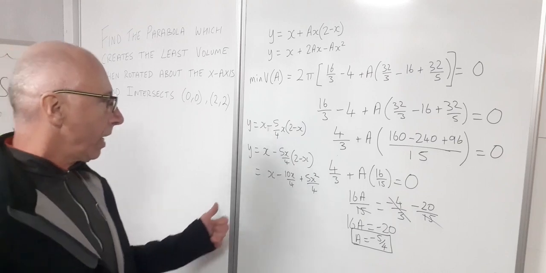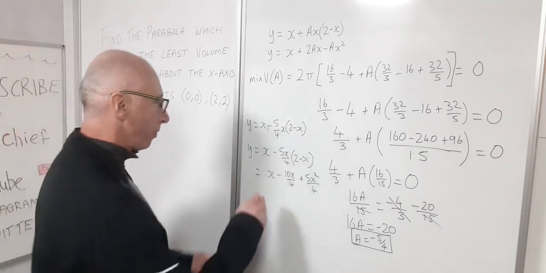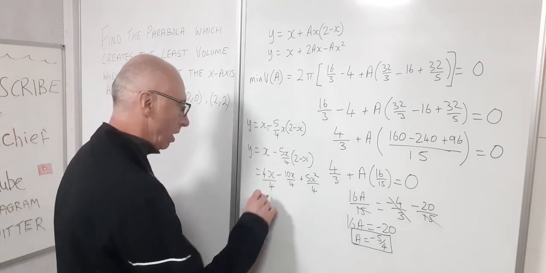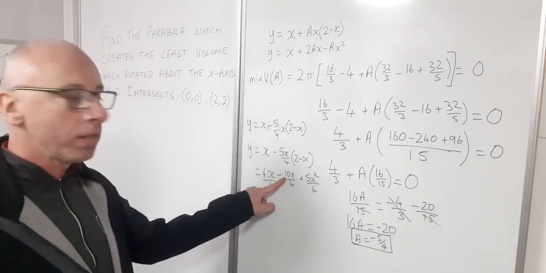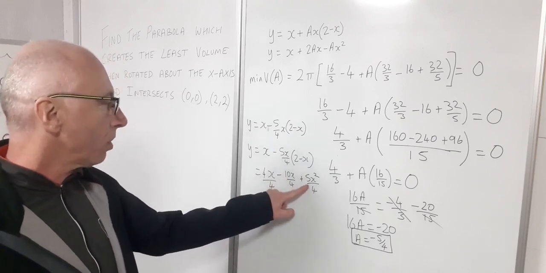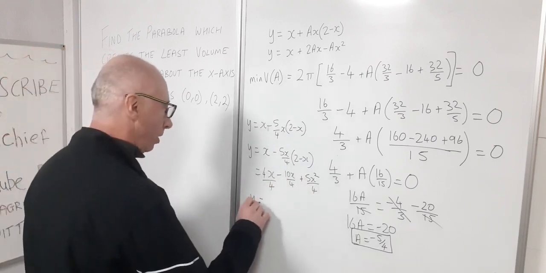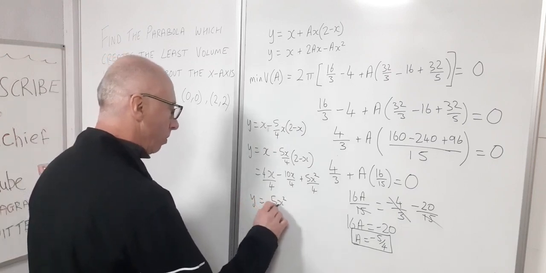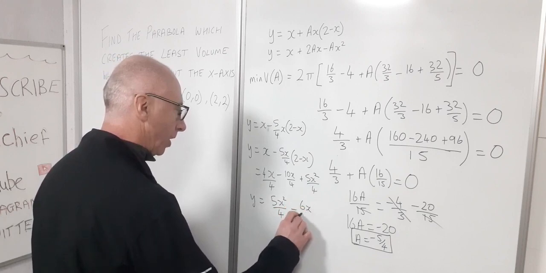Okay, now let's get some x's together. So if that's multiplied, put that as 4 over 4. I've now got 4x minus 10x, so that's going to be minus 6x, and I've got a 5x squared over 4. So now I've got y equals 5x squared over 4 minus 6x over 4.